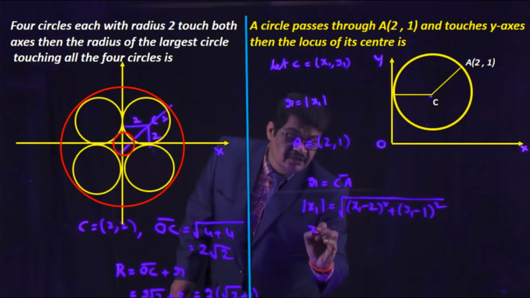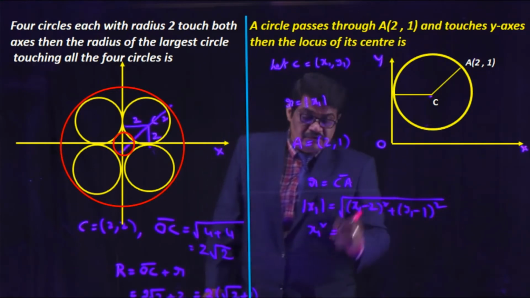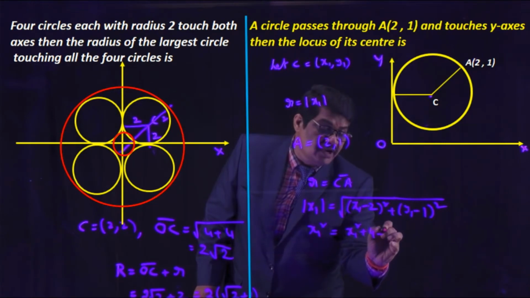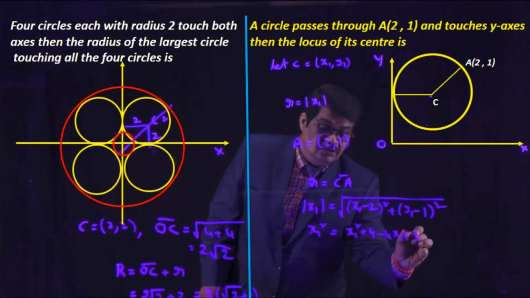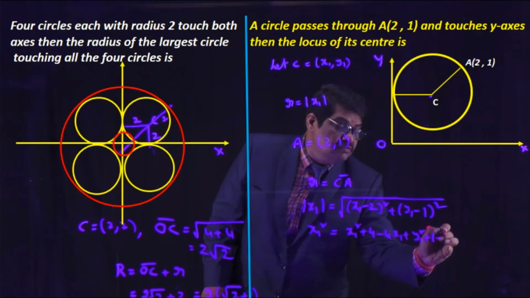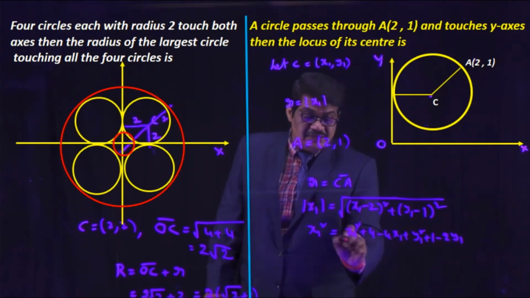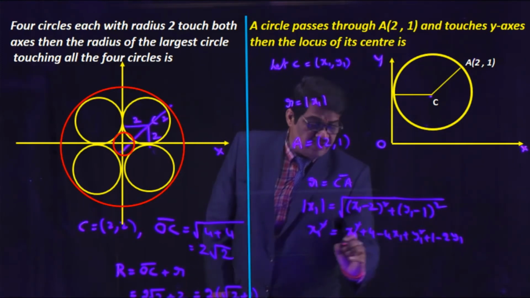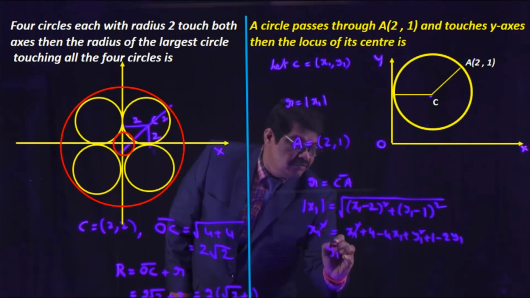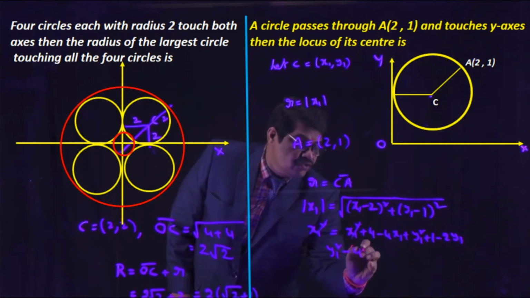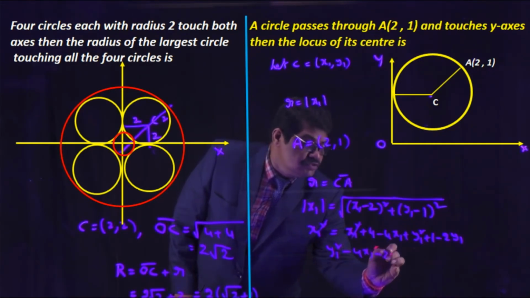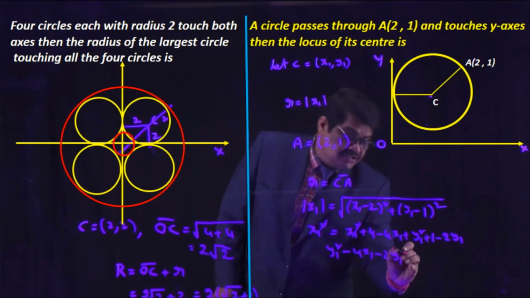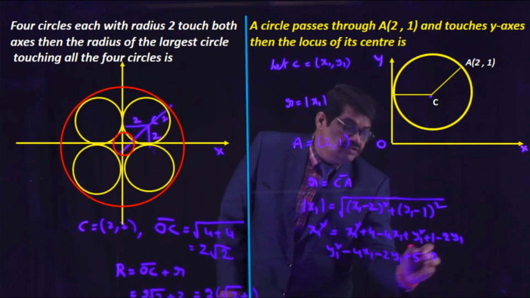Then we get x1 square is equal to, the root will be cancelled, and expanding this one: x1 square plus 4 minus 4x1 plus y1 square plus 1 minus 2y1. Here x1 square will be cancelled. Then we get y1 square minus 4x1 minus 2y1, and 4 plus 1, that is 5, equal to 0.